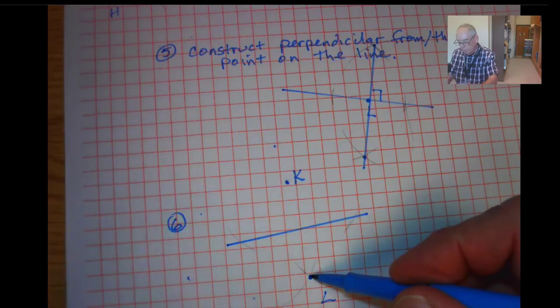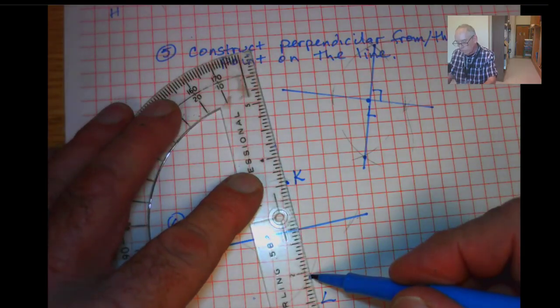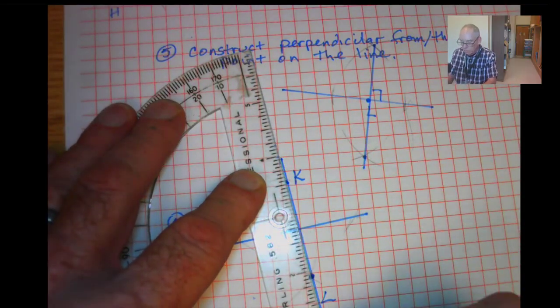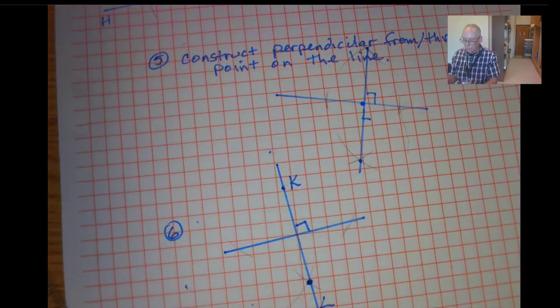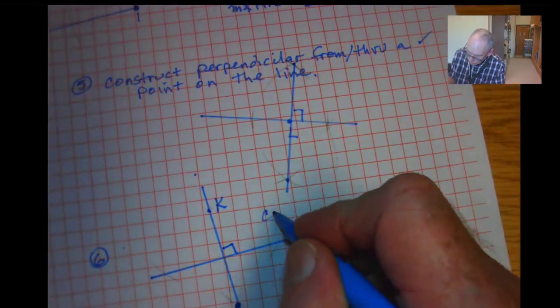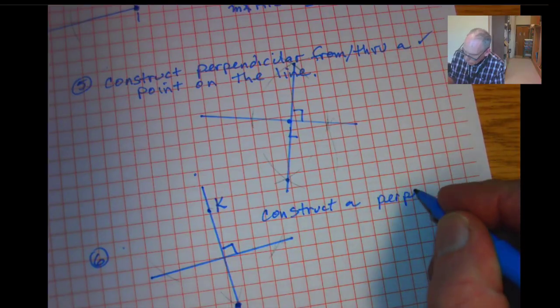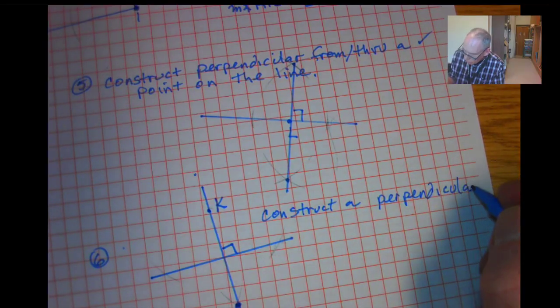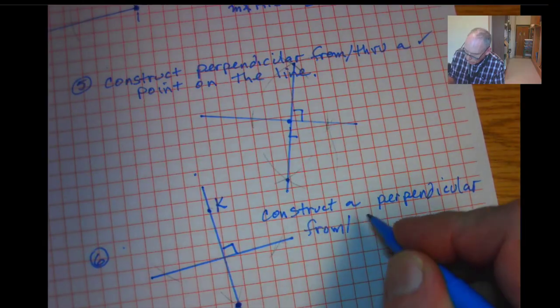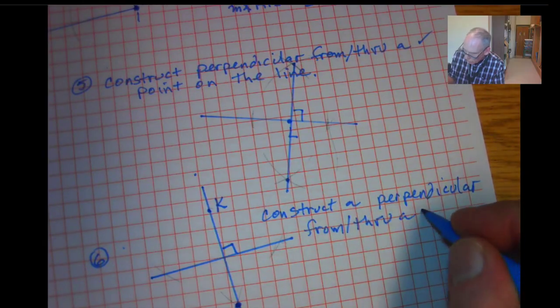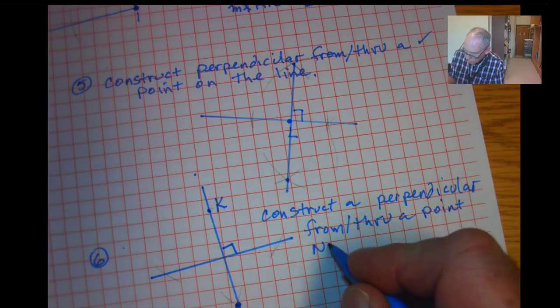I'll call it point L, bring my straight edge up, draw the line, and I have a set of really 4 right angles there, because that line's perpendicular, and then all those angles are going to be right angles. So this was the construct a perpendicular from a point that's not on the line to the line.